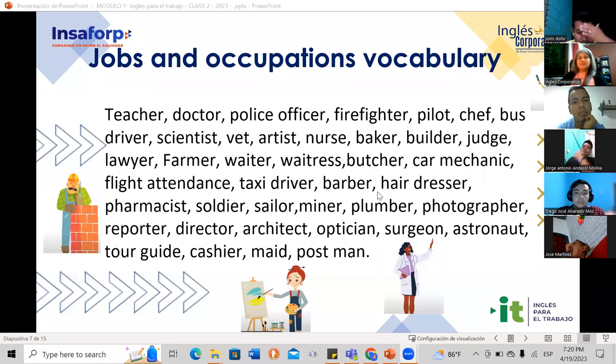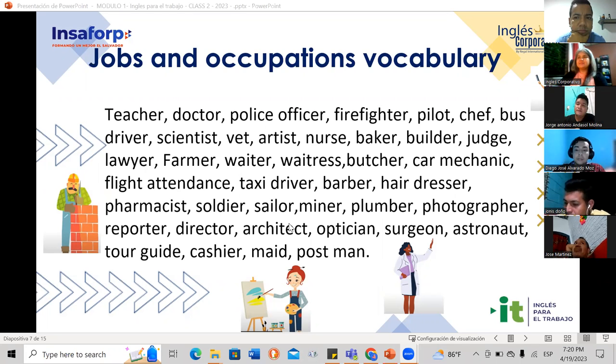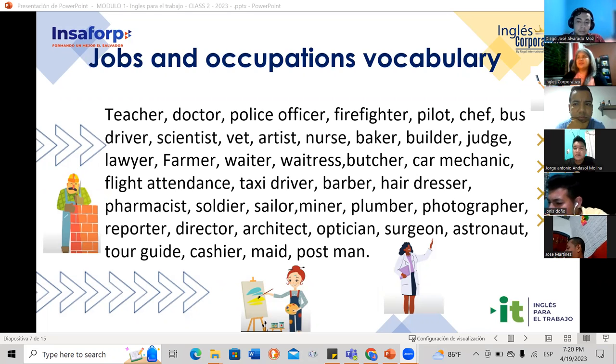Very good. Police officer, okay? Police officer and judge. Okay, and then that was good. Good pronunciation. Okay, who else wants to try? ¿Quién más quiere intentarlo? ¿Quién más quiere practicar? Diego, go ahead, Diego.